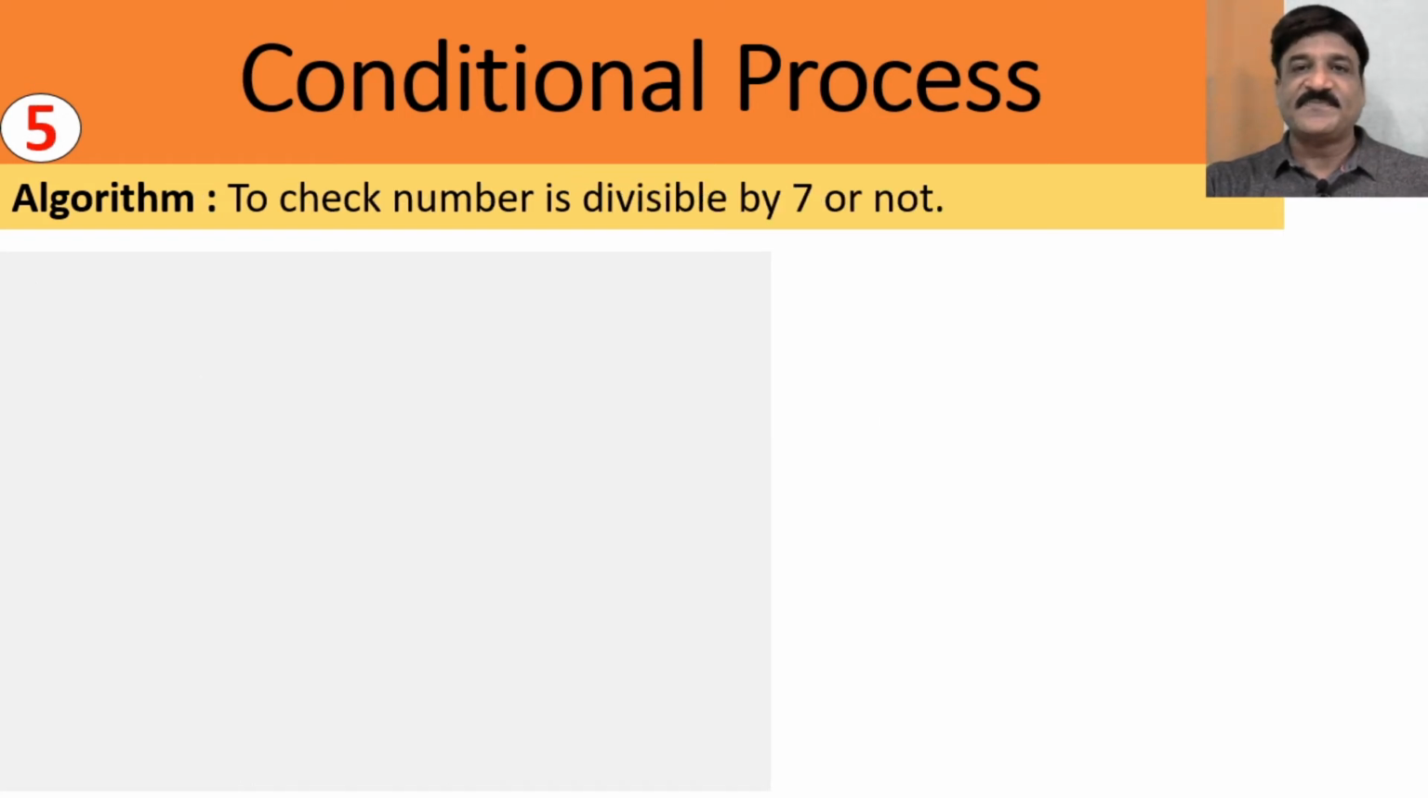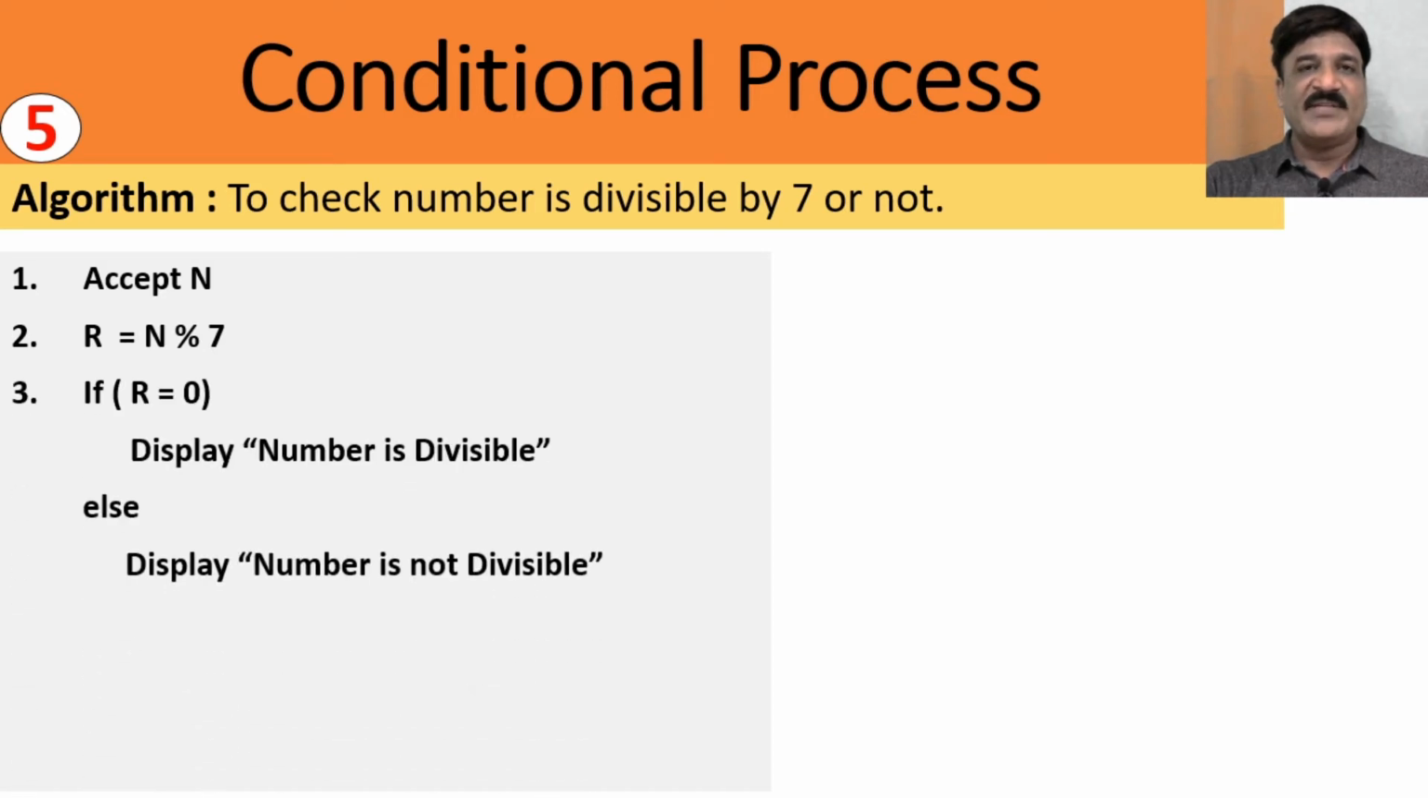Next, to check whether a number is divisible by 7 or not. Now, in the earlier algorithm, what we have done is divide a number by 2. In this case, we need to divide the number by 7 and check whether the remainder is 0 or not. So, accept a number, then divide it by 7 and check the remainder. If the remainder is 0, then the number is divisible by 7, else the number is not divisible by 7. Okay, and stop. Again, it's a bidirectional statement.